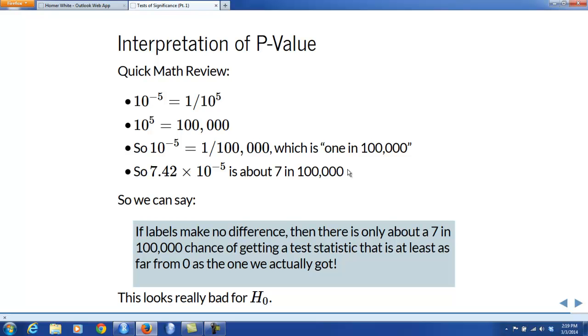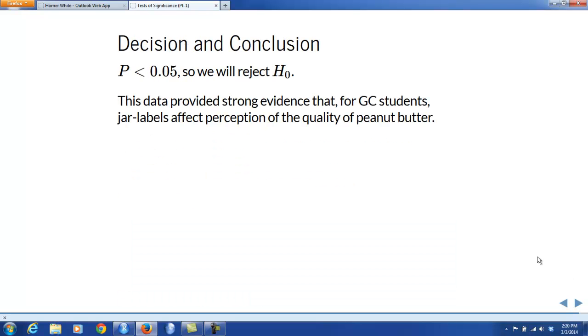So we can say this by way of interpretation of the p-value. If the null is true, if the labels make no difference, then there's only about a 7 in 100,000 chance of getting a test statistic that's at least as far from 0 as the one we actually got. Think about it. If we did this experiment 100,000 different times, only in about 7 of those times would we get a test statistic that's as extreme as the test statistic we got. But we got it the one time we actually did the experiment. This looks really bad for the null hypothesis. So the p-value is less than 0.05. We're definitely going to reject the null. This data provided some strong evidence that for the Georgetown College student population, jar labels affect the perception of the quality of peanut butter.